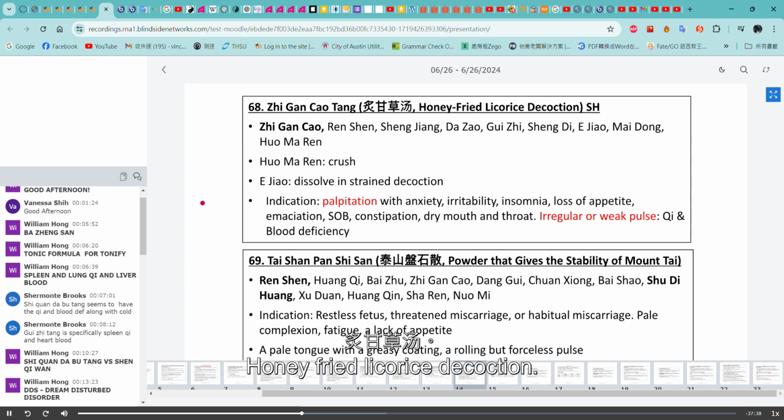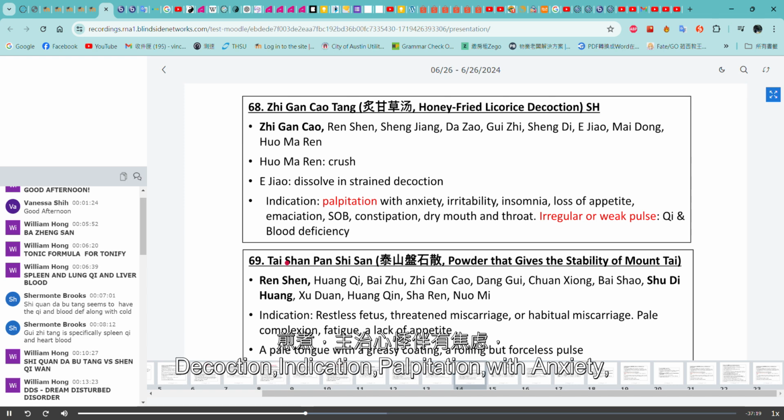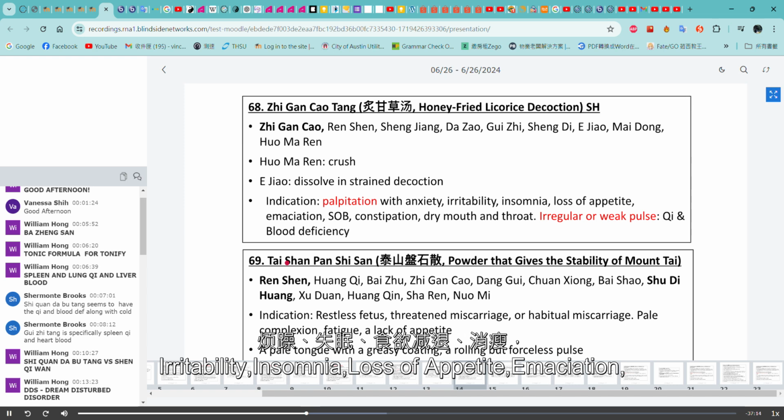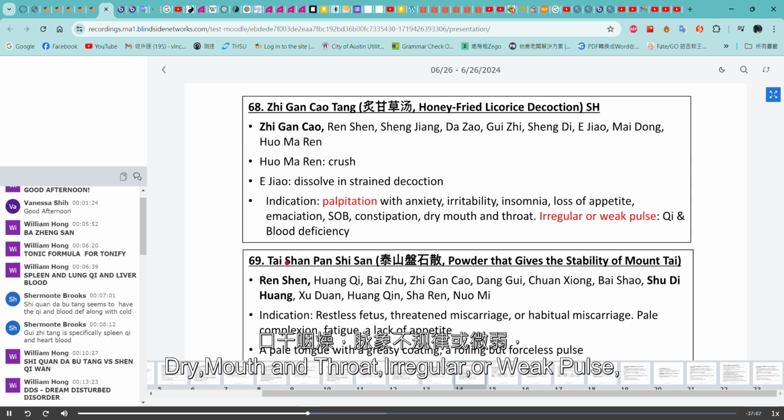Zhigancao Tang, honey fried licorice decoction. Zhigancao, Renshen, Shengjiang, Dazao, Guizhi, Shengdihuang, Ejiao, Maidong, Huomaren, crush. Ejiao, dissolve in strained decoction. Indication: palpitation with anxiety, irritability, insomnia, loss of appetite, emaciation, shortness of breath, constipation, dry mouth and throat, irregular or weak pulse, qi and blood deficiency.